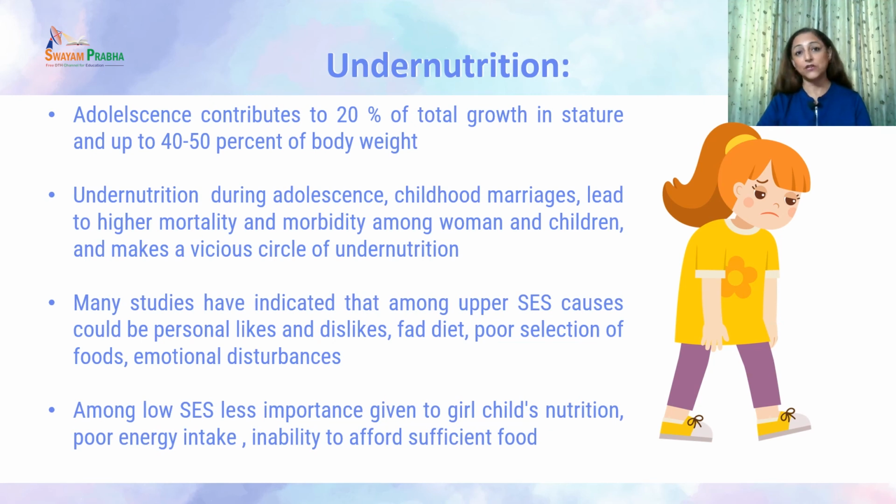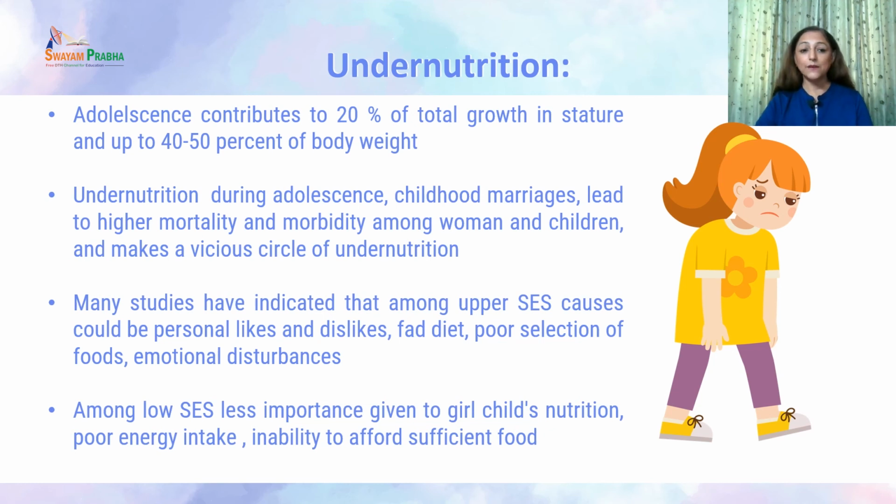undernutrition where the mother will be underweight and will give birth to an underweight child, and again that underweight child will be an underweight adult. So this vicious circle will be formed. Many studies have indicated that among the upper socioeconomic strata, the causes of undernutrition could be personal likes and dislikes of the child, or the adolescent might be taking some fad diets, or there is poor selection of the foods, or because of certain emotional disturbances.